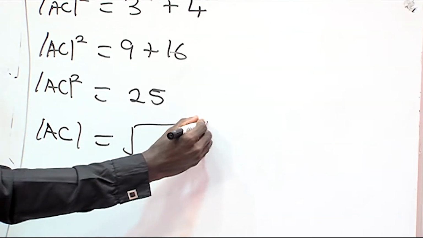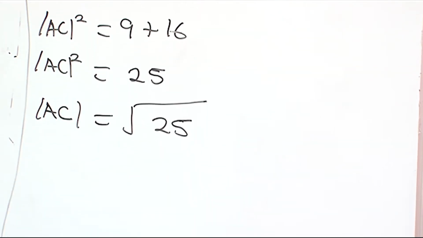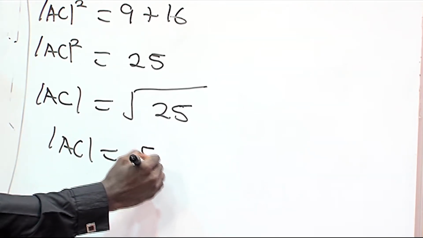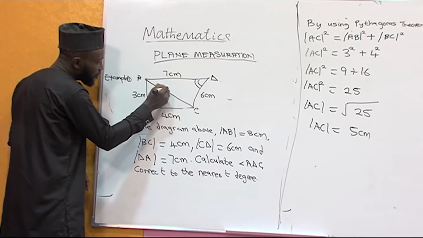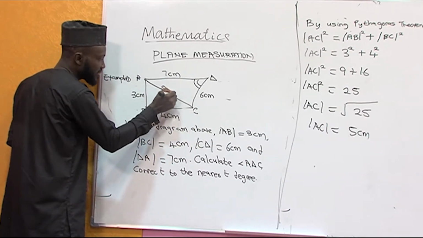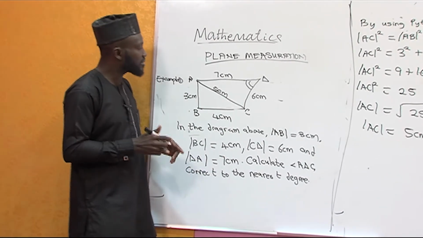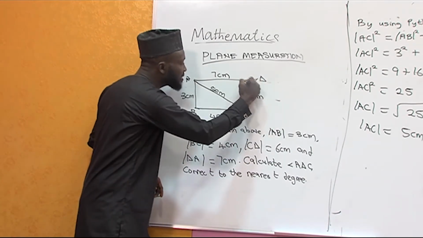The root of what? 25. So that at the end I will have my AC to be equals to what? 5 centimeters. Which means my line from here to this place, which is AC, is equals to 5 centimeters. But remember in the question, we are asked to look for angle ADC, which means we are looking for this angle.